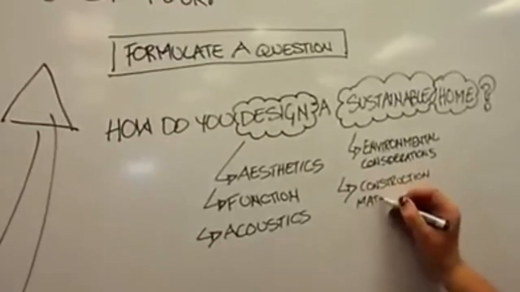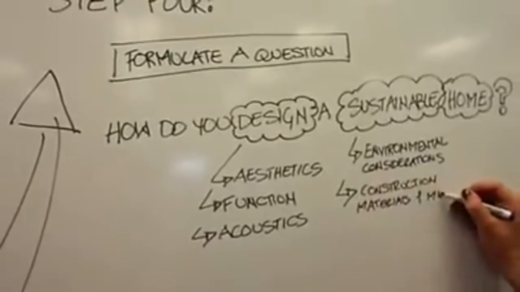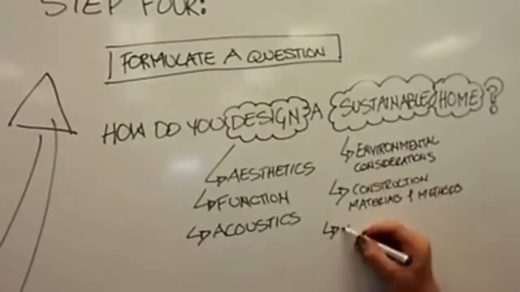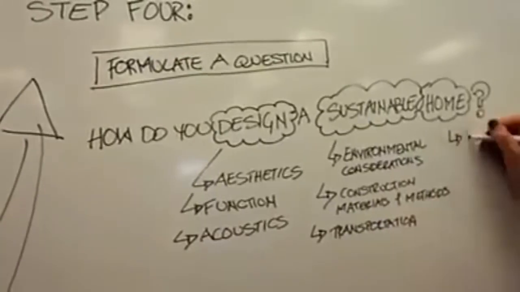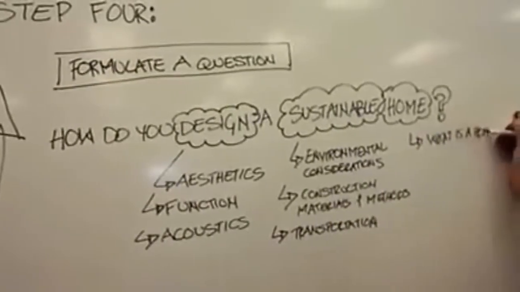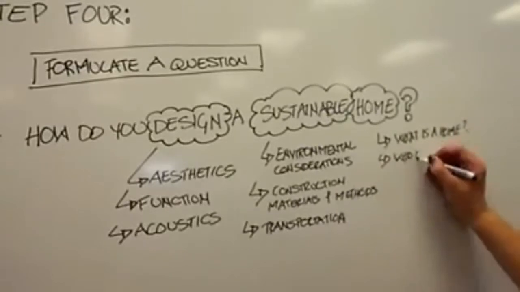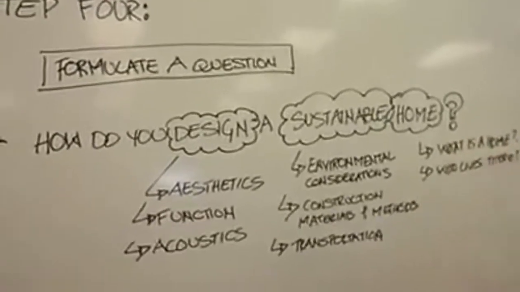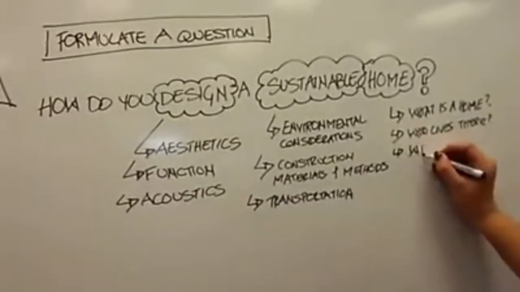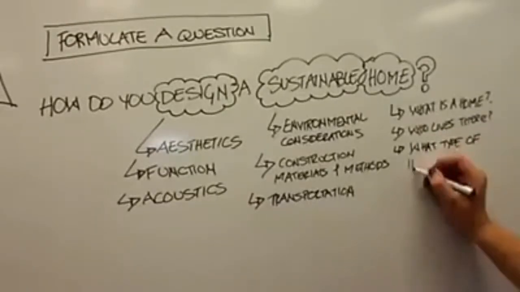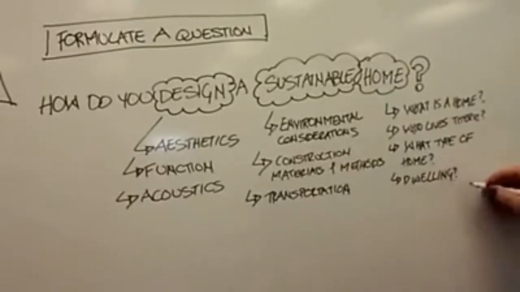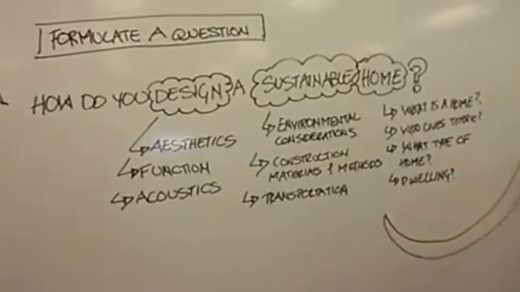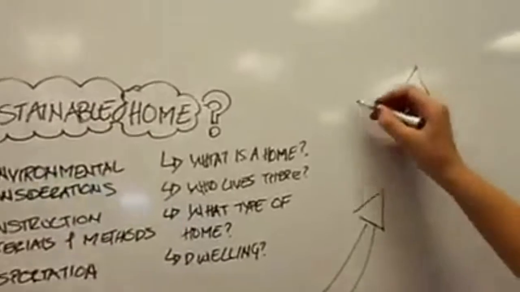This can be done by breaking down the key terms and concepts of the question. What do we mean by design? What do we mean by sustainable? And what do we mean by home? Are we looking at a particular type of home? Are we considering it a dwelling? What do we mean by these terms? By breaking down these terms, this will help make the question a question that we can actually answer by making the question more specific.